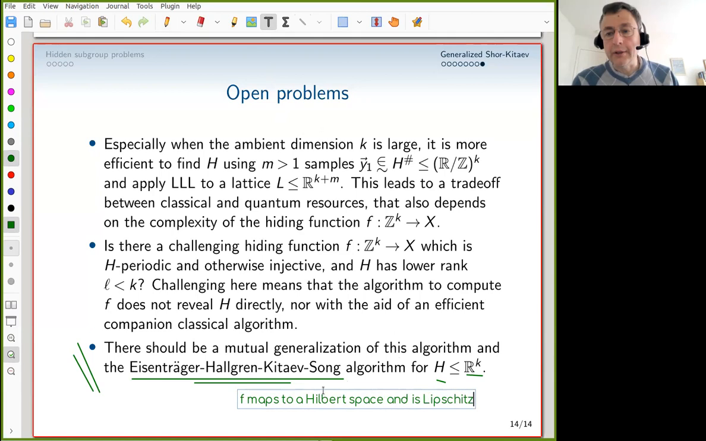So in order to have a well-founded hidden subgroup problem when the ambient space is a Lie group, like R^k, they have different rules for the hiding function. Its values are quantum states and it has to be Lipschitz. Nonetheless, they found an application. There were several quite important applications in algorithmic number theory for what they did when H has maximum rank. So I bet you that there is a mutual generalization of what I did and what they did when H has lower rank in R^k rather than in Z^k. But that still should be developed.